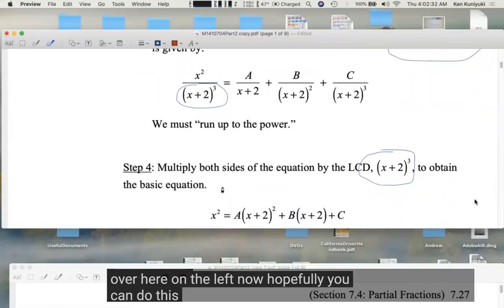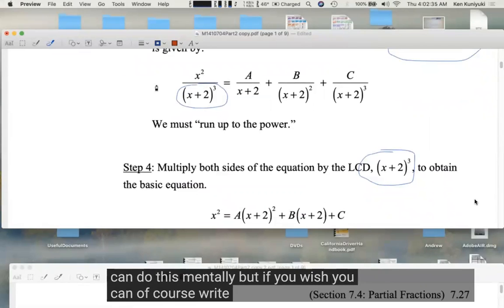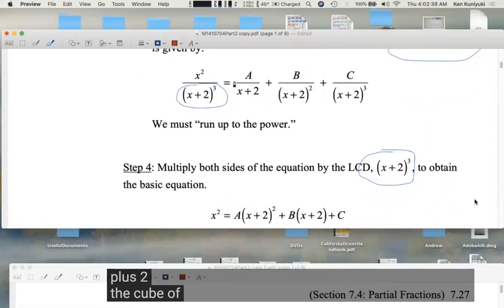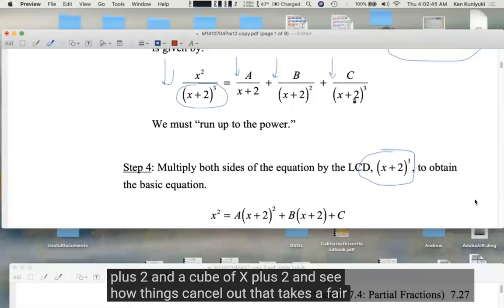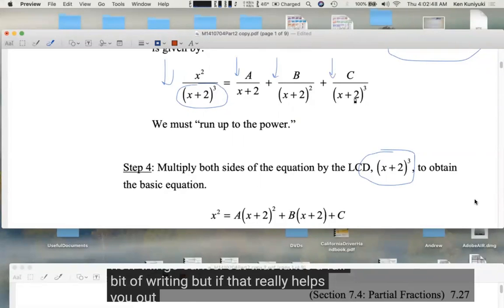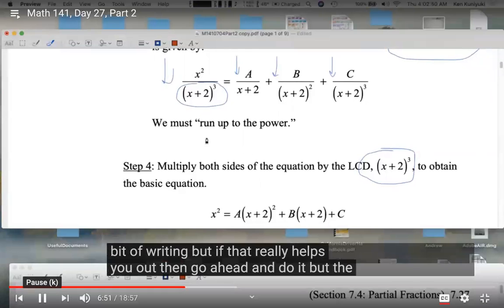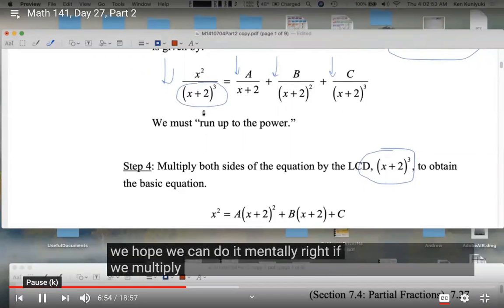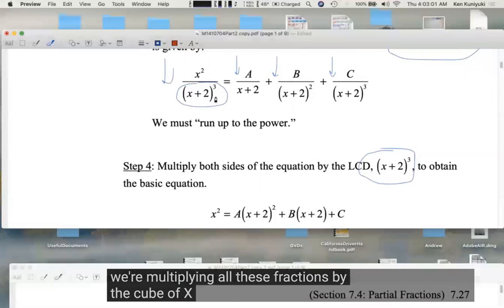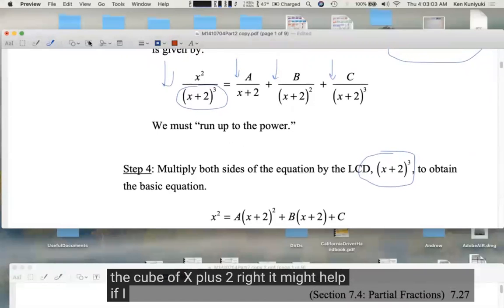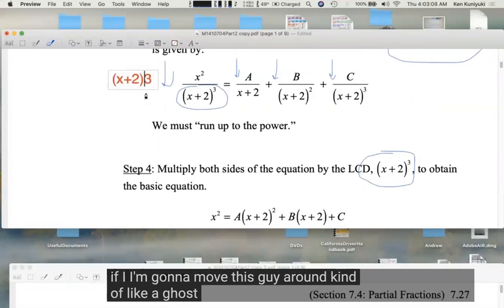Now, hopefully you can do this mentally, but if you wish, you can, of course, write out the cube of x plus 2, the cube of x plus 2, the cube of x plus 2, and the cube of x plus 2, and see how things cancel out. That takes a fair bit of writing, but if that really helps you out, then go ahead and do it. But we hope we can do it mentally, right? If we multiply a fraction by its own bottom, we get the top, x squared, equals. Again, we're multiplying all these fractions by the cube of x plus 2. Right? It might help if I kind of move this guy around, kind of like a ghost.